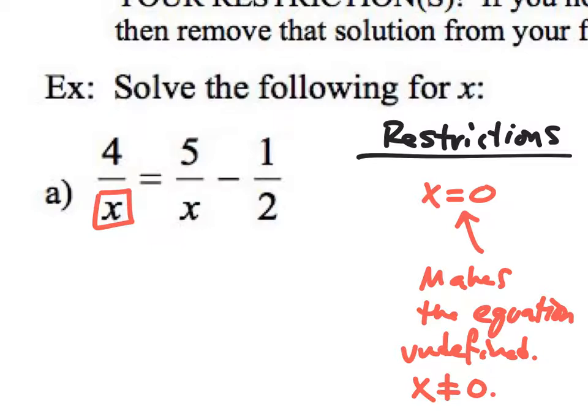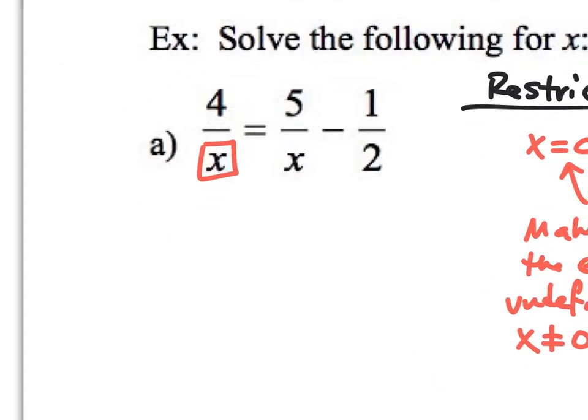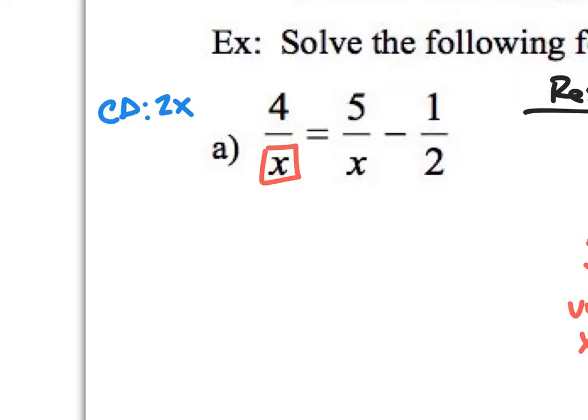So now the first step that I want to do is take all of this and multiply it by my common denominator. My common denominator, which I'll label as CD, is going to end up being 2x. So my first step is to multiply by the common denominator. My common denominator is 2x.